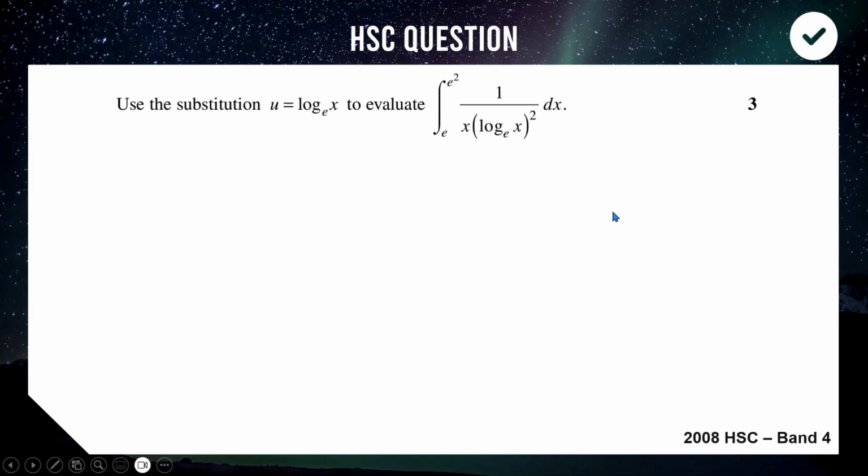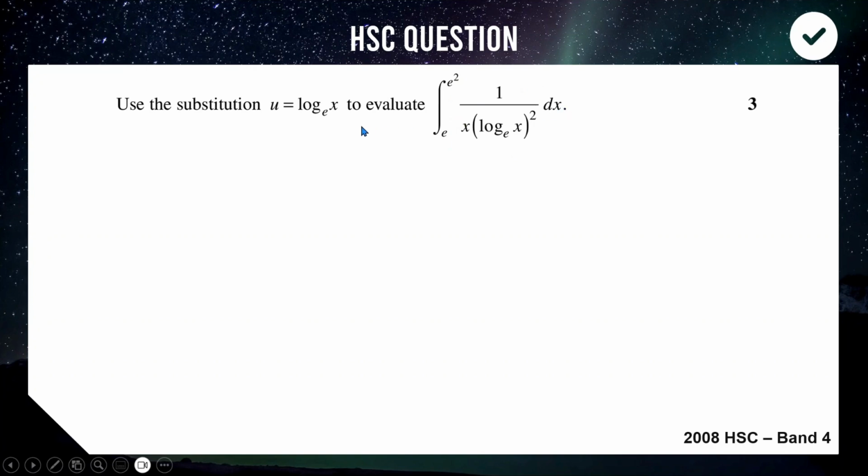Pretty much in every year of the HSC there is at least one integration by substitution question, and they're usually 3 marks, sometimes 4 marks if they're a really spicy one, as we've been seeing more of recently. Anyway, let's dive into this one. Our substitution is u equals log base e of x, and reminder that's another way of writing ln x. Our limits are e and e squared. Here's our integral, and we have a dx.